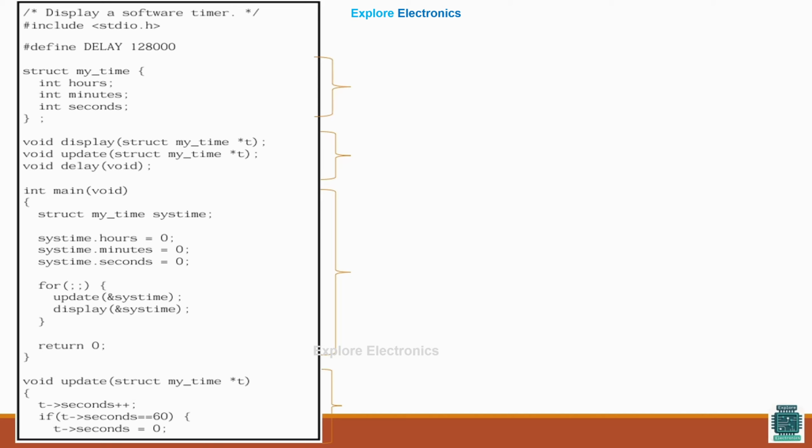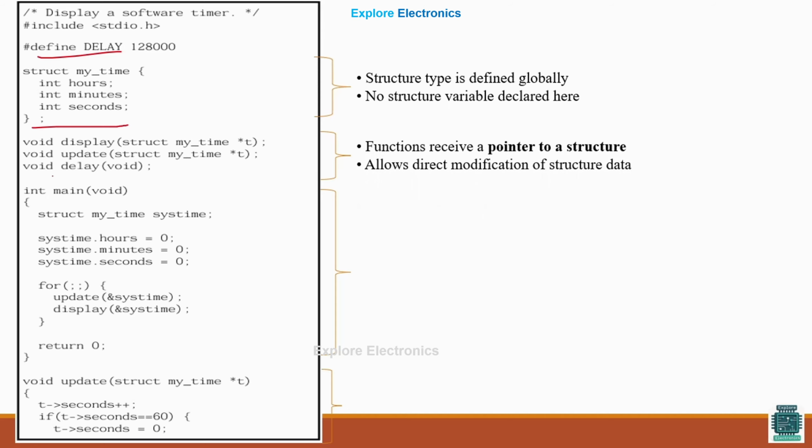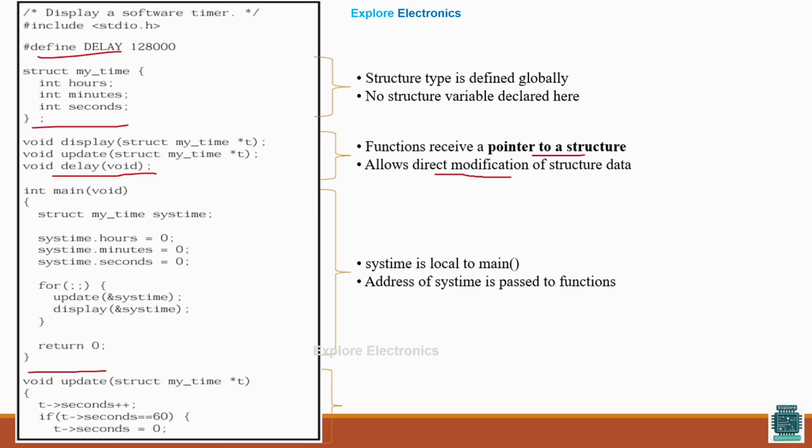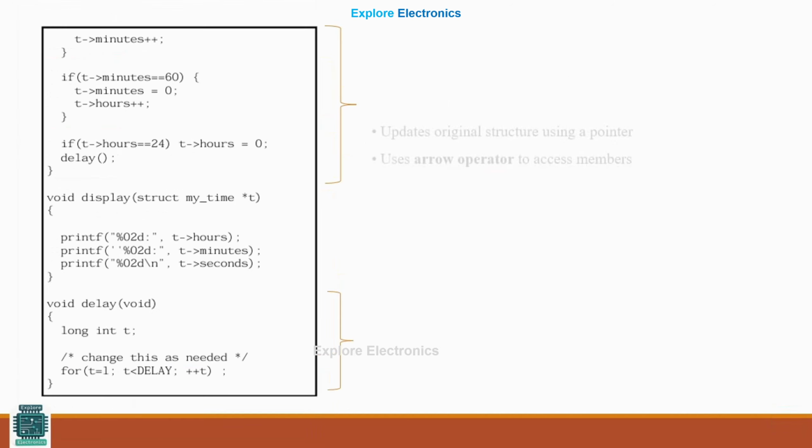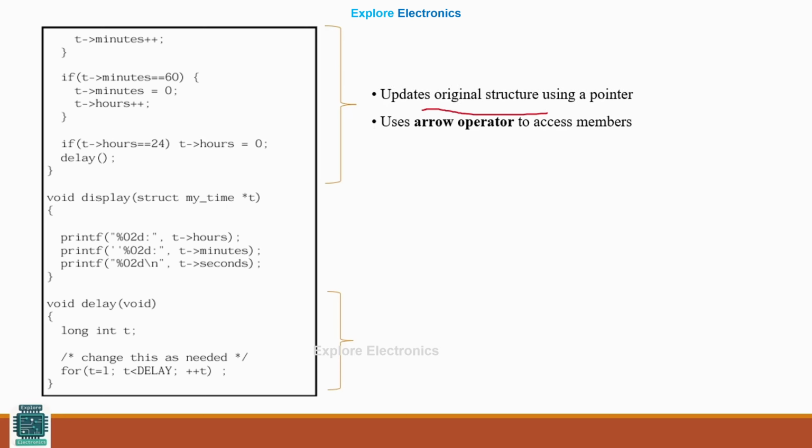Now, this is a programming example. Here, till here, the structure type is defined globally and no structure variable is declared here, right? And in the second part, till here, the function receives a pointer to a structure and allows direct modification of the structure data. And in the main function, systime is local to main and the address of systime is passed to the function. Continuation is on the next slide. I will show that also. See here, it updates the original structure using a pointer and uses the arrow operator to access members.